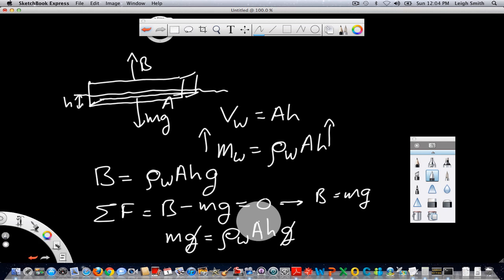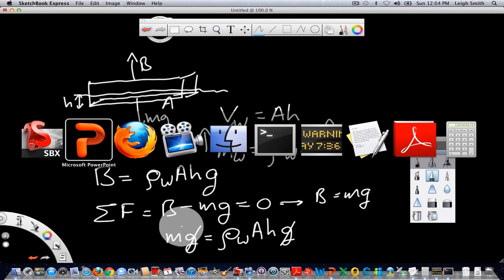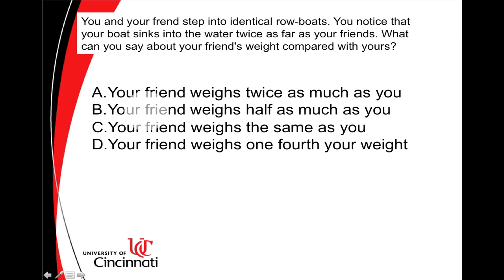And so the point is if the h is 1/2 of what it was, then the mass is half. If h is twice as large, then m is twice as much. So the appropriate answer for this one is that since your boat sinks in twice as far as your friend's, it means that your friend weighs half as much as you do, which is basically B.